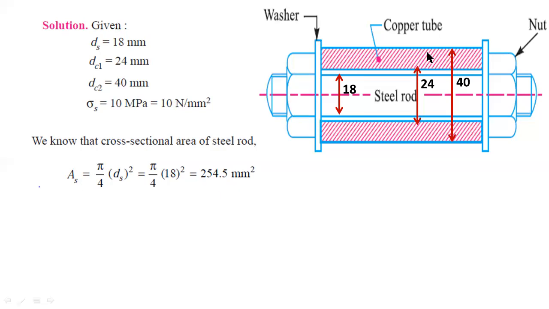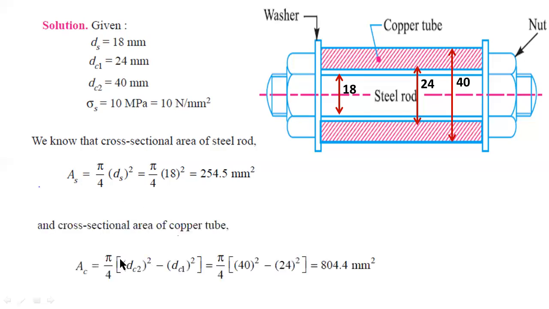Similarly, the cross-sectional area of the copper tube: this copper tube is a hollow pipe. So that's why this is the formula for a hollow pipe. You have to subtract the area of the inner hole from the outside circle. So Ac equal to pi by 4 times outer diameter square minus inner diameter square of the copper tube. So this is the area of the copper tube, 804.4 mm square. These are the individual areas.